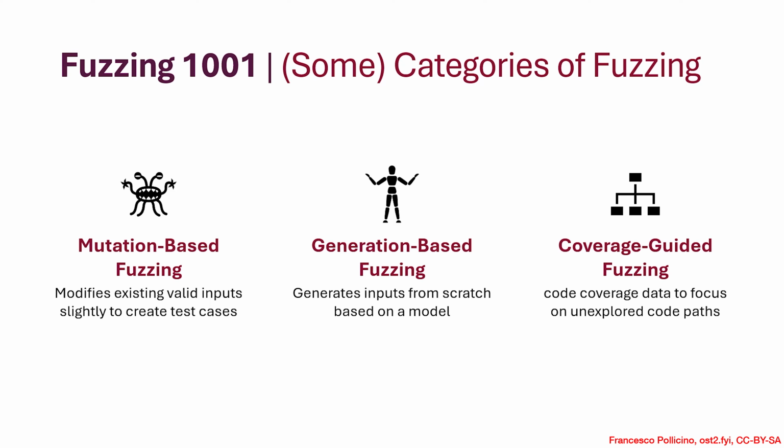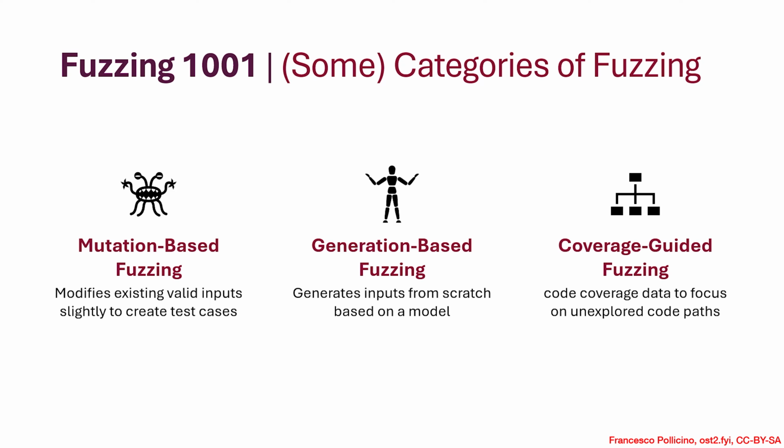Next, we have generation-based fuzzing. This method generates and creates test inputs from scratch, following specific rules or structures. Unlike mutation-based fuzzing, it doesn't rely on existing valid inputs. Instead, it generates new inputs that fit a given protocol or data format. For example, it might create network packets or design inputs for a specific file type. Generation-based fuzzing can test a wider range of inputs, including rare or unusual ones.